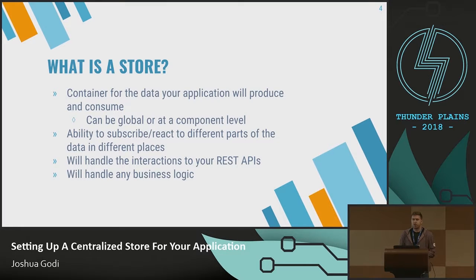So first off, what is an application store, right? I like to think of it as a container for the data in your application, the data that your application is going to produce and also consume. That way there's one source of truth in our application, and we can just refer back to this store. And this store should give us the ability to subscribe or react to different parts of data in different parts of our application, right? We don't need our whole application data in a little card widget. We might only need the name and breed of a cat, for example.